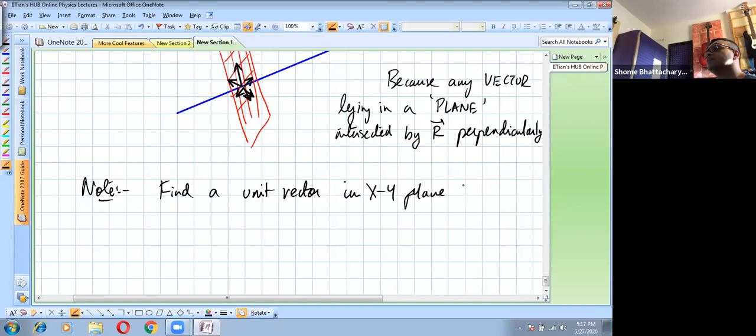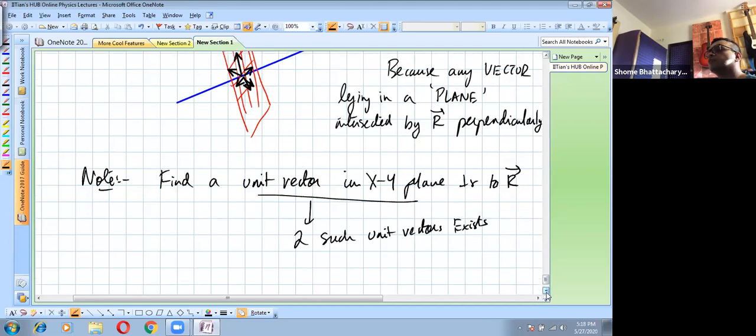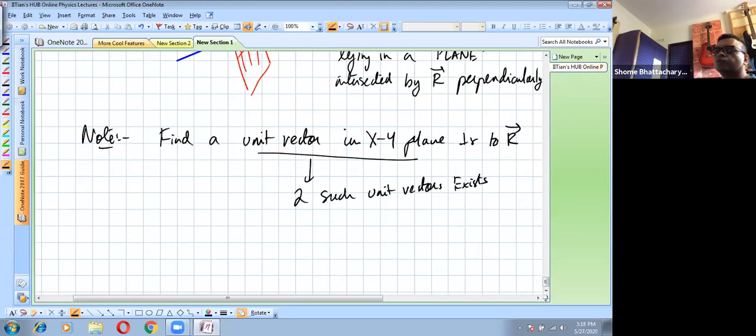In the xy plane perpendicular to the vector R. Now the answer for that is, you see that there are two such unit vectors that exist. Only two, instead of infinite. Why? Because now I'm restricting my solution to a two-dimensional plane.